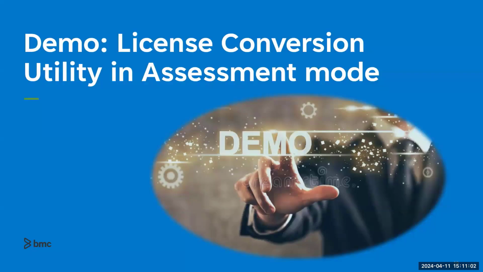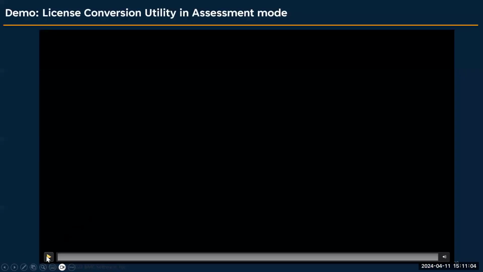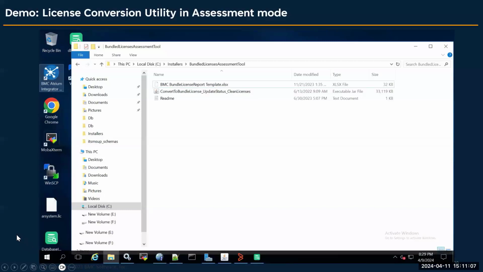In this video demonstration, we will explore how to conduct bundled license assessment using the license conversion utility. Initially, you will need to download the latest version of the utility from EPD. For this demo, I have already downloaded and extracted it. Inside the utility folder, you will see three key files: the bundled license report template spreadsheet, a utility jar file, and readme.txt.